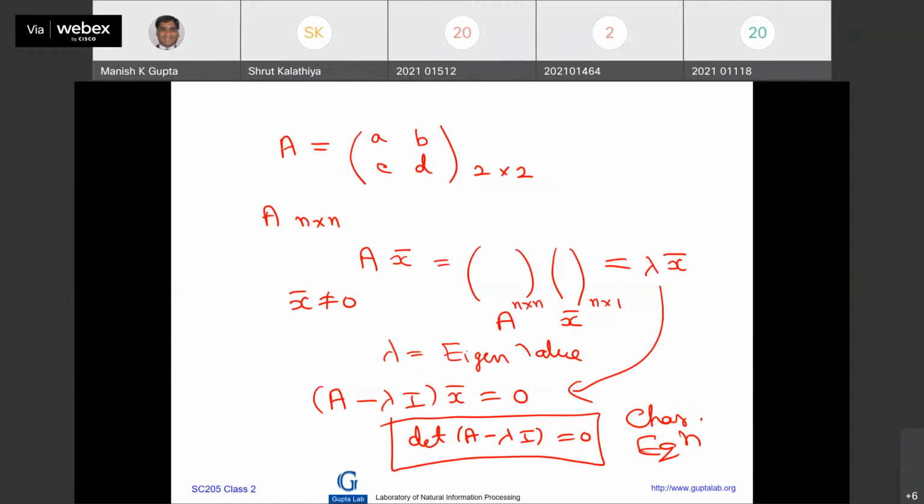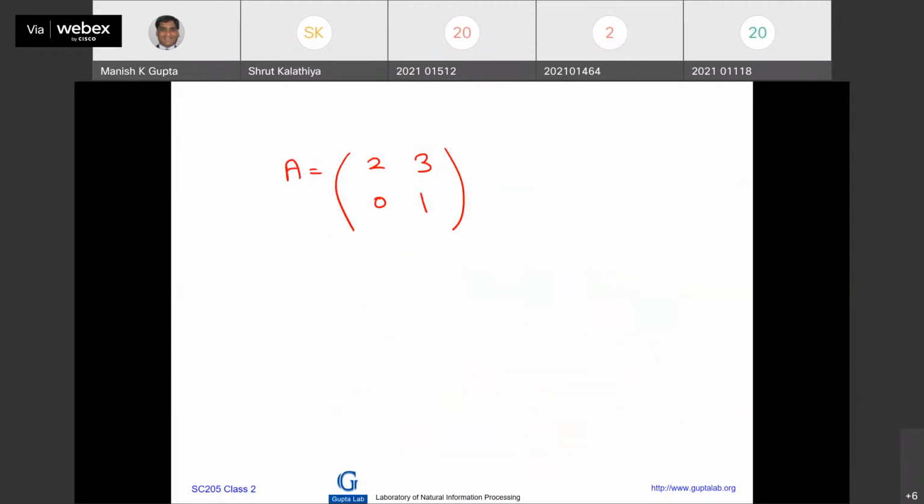Got it? So let me do an example for you. For this matrix, what are the eigenvalues? Can you tell me?